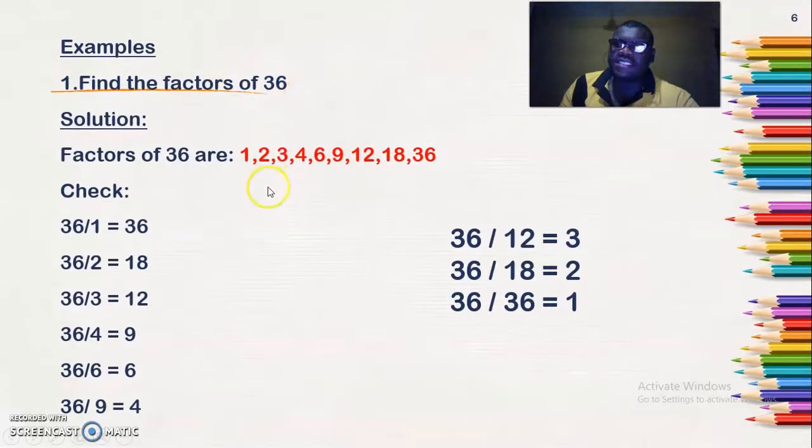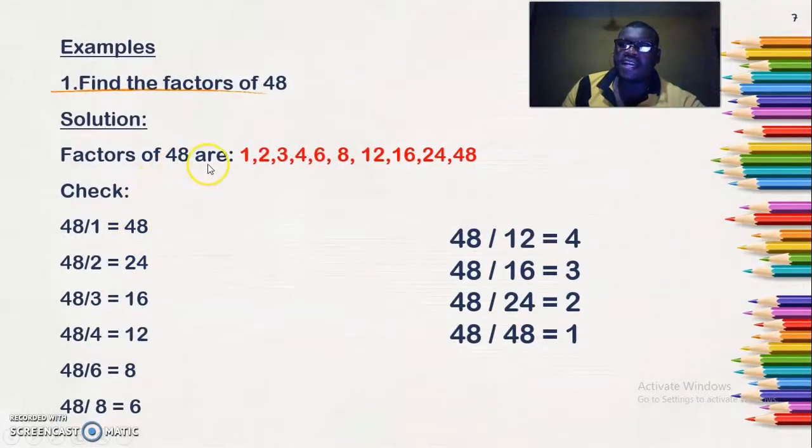Factors of 36 are 1, 2, 3, 4, 6, 9, 12, 18, and 36. You can check it out. If you work it out, 36 divided by 1 gives you 36 without any remainder. Same goes for the others. There's no remainder.